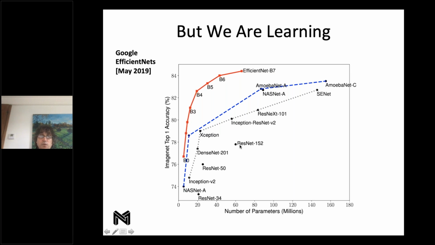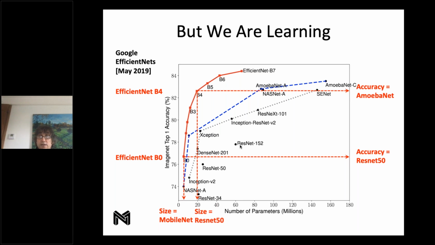And what do we see here? Well, EfficientNet B0, a network that is the size of MobileNet, more than 10x smaller than ResNet, has the accuracy of ResNet. If we look at EfficientNet B4, it has the size of ResNet, but the accuracy of AmoebaNet. So we're learning how to do it with much smaller networks. We're getting a better understanding of what's going on.